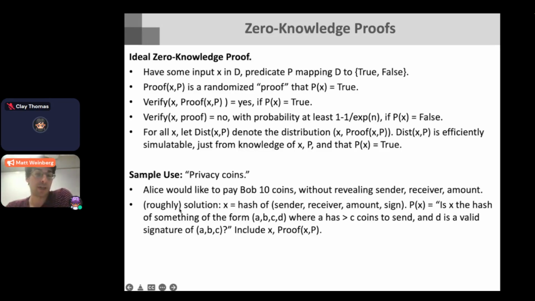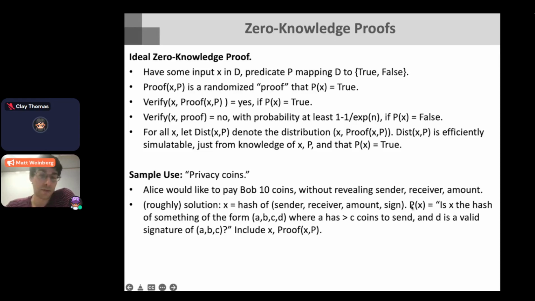So what can you do? Well, here's something you can do. I put "roughly" here because I don't think this is exactly what they do, but with the limited language we have so far, think of it like this. Alice is going to take sender, receiver, amount, and a signature, and she's going to hash it. And she's just going to post X. That's going to be her message. So everyone's going to look at X and just think, well, that looks like a random number.